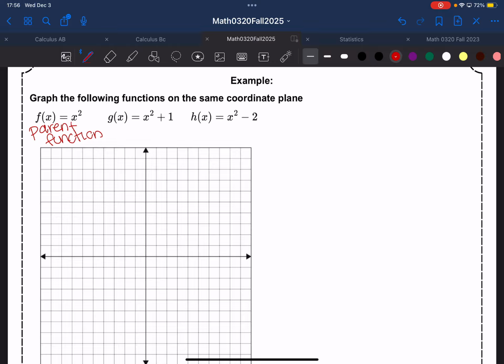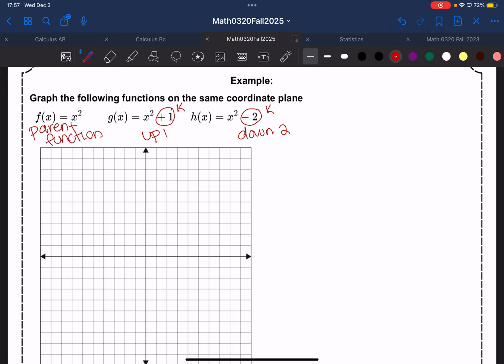This next one, we have x squared plus 1. Notice now we no longer have a middle value. We don't have that b value anymore. So this is our k value, right? Because we don't have that middle value anymore. So this plus 1 is telling us that we're going to go up 1. And the -2 is telling us we're going to go down 2.